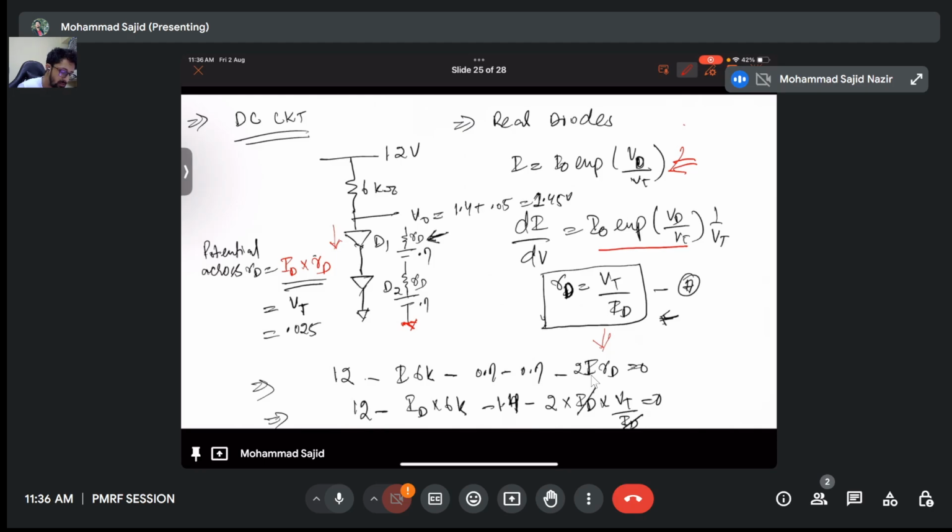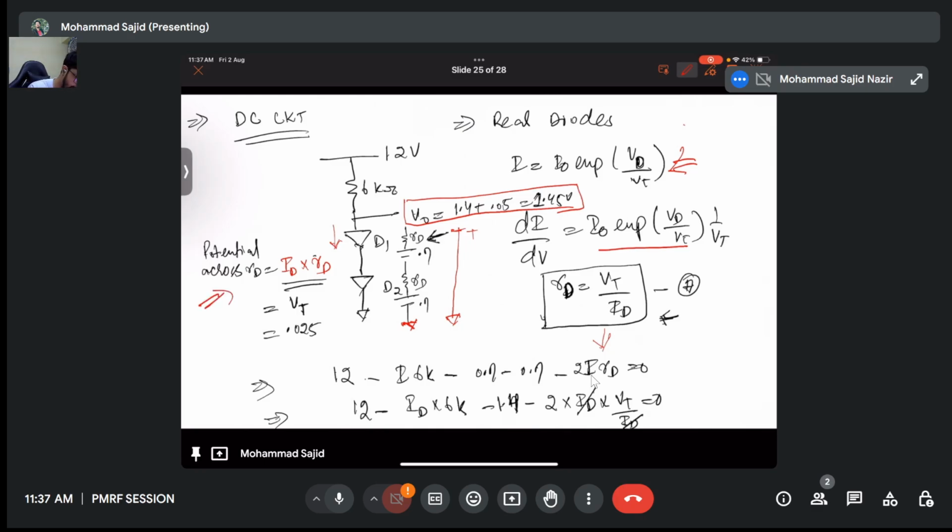Then if I directly see here between these nodes, can I directly write? Now I have the potential across this resistor, that is 2 VT, and this is 2 VT total, and this is 0.7 and 0.7. So I can directly write V naught. I don't need to calculate I to calculate V naught. That is equivalent to 1.4 plus 0.05. This is 1.45 volt.